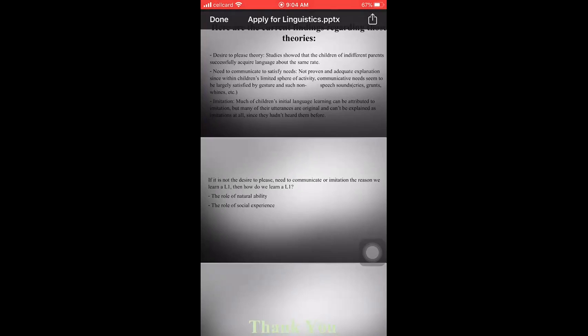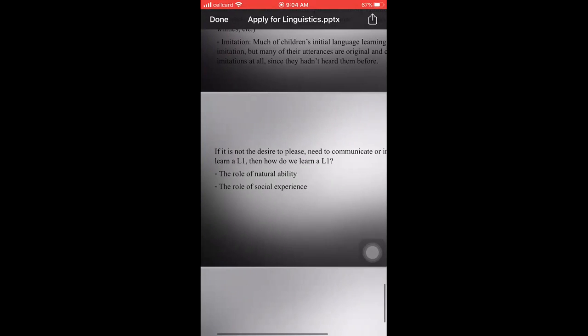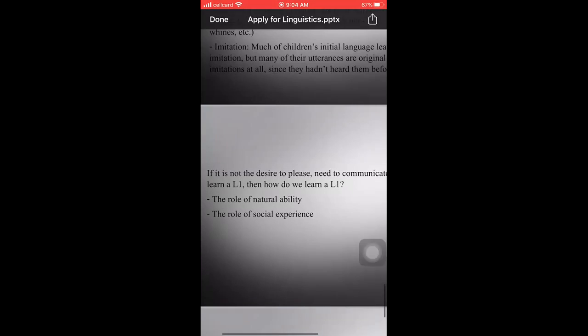And if it is not the desire to please, the need to communicate, or imitation that is the reason we learn L1, then how do we learn L1? Yes, we have to follow the two rules. The first one is the rule of natural ability that we talked about on the upper slide. And the second one is the rule of social experience.